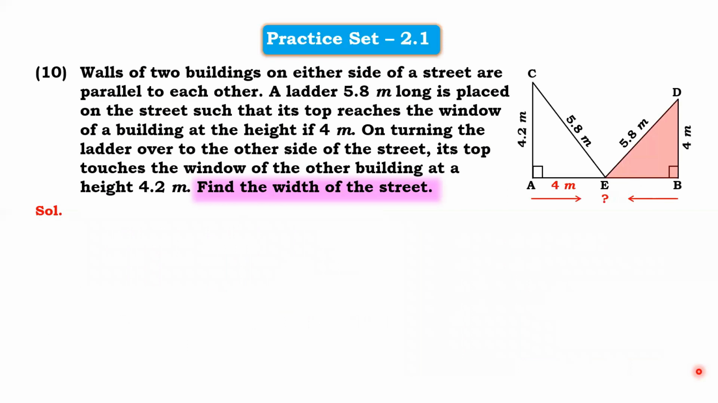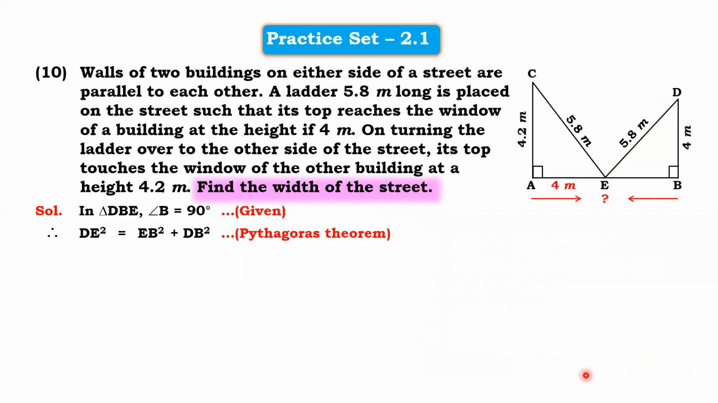So let us consider triangle DBE. In triangle DBE, angle DBE is equal to 90 degrees, given to us. So here also we can use Pythagoras theorem, as we have discussed earlier. DE is the hypotenuse, so DE square is equal to DB square plus EB square. Reason, Pythagoras theorem. DE is 5.8, so 5.8 square is equal to EB, we don't know, plus DB, we know, 4 square.